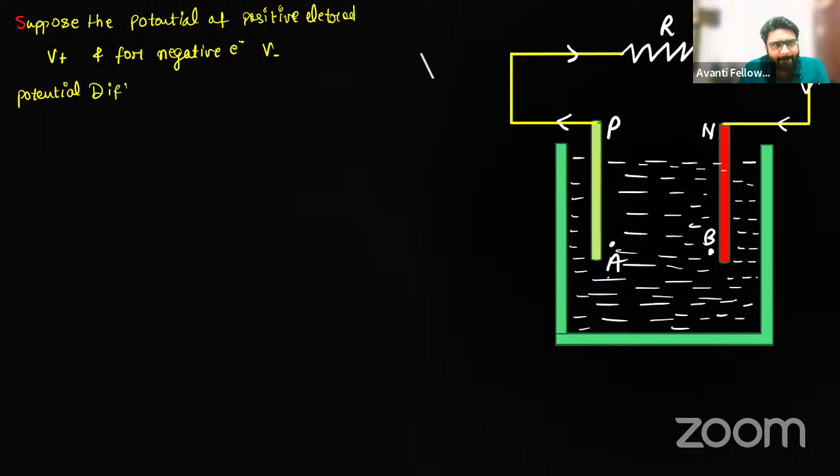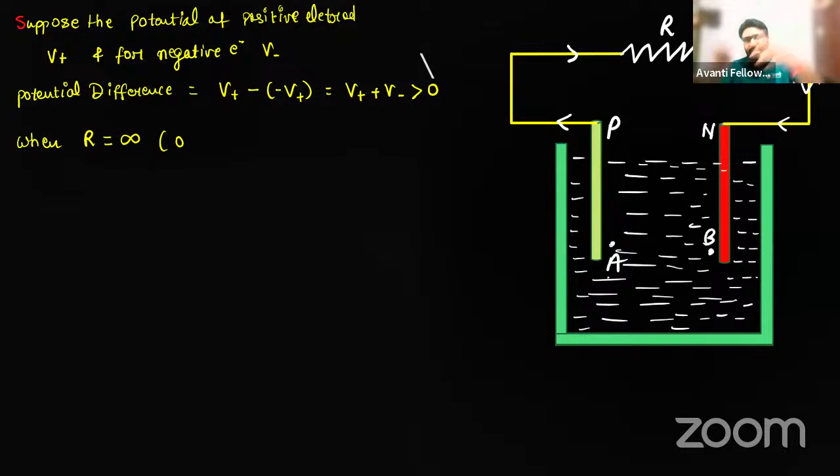When we talk about the potential difference, it is V plus minus V minus, because it is negative, so it comes out to be V positive plus V negative, which is greater than 0. This is a positive quantity, ठीक है। Initially when there is no load resistance applied to the circuit, R is equal to what? Infinity. For open circuit, R is to be infinity. There is a very large value of resistance, ठीक है.